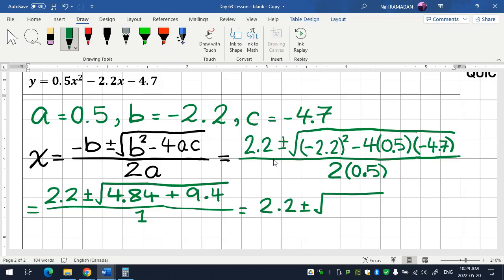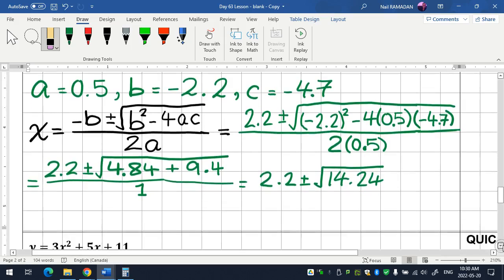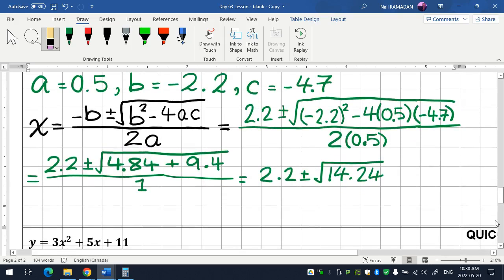Okay, what's 4.84 plus 9.4? Well, 14.24. Again, everyone, I'm not showing the divide by 1 because honestly, that's just not necessary. Okay, what do I need to get now? The square root of what? Come on. The square root of 14.24, which is going to be 3 point something.